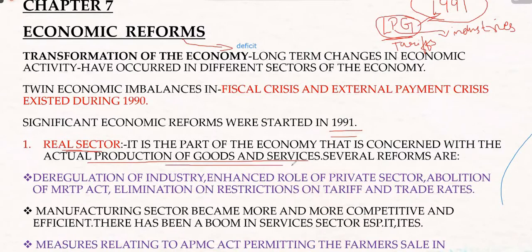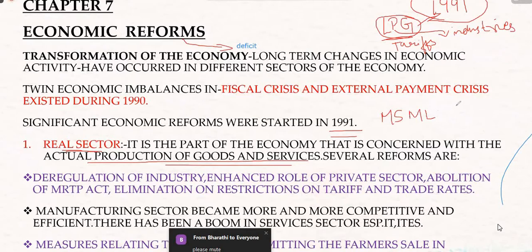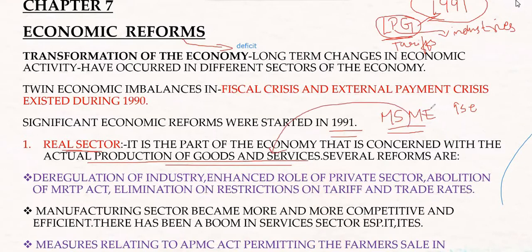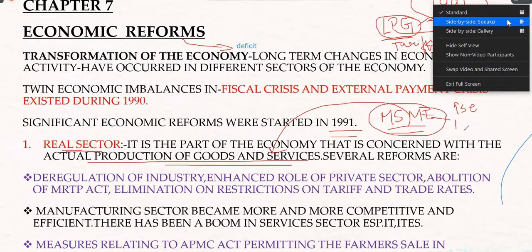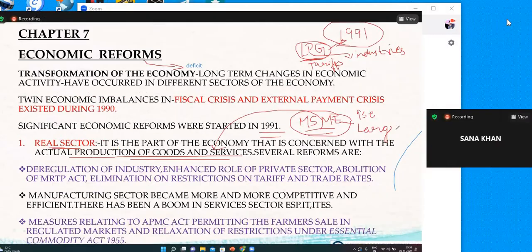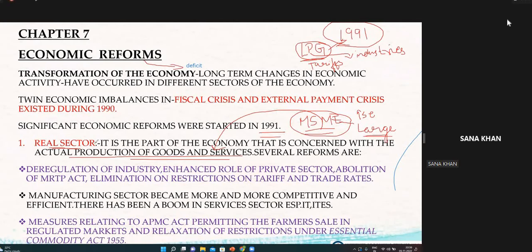They brought some changes in the actual production. They gave importance to people starting up more industry. That is what is happening in the MSMEs also. Now the government is giving so many grants for people to start up MSMEs, to increase employment and production in the economy. That can lead to an increase in the actual production of goods and services, because MSMEs are the backbone of large scale industries. If MSMEs are growing, obviously large scale industries will grow. This is how the real sector contributes.